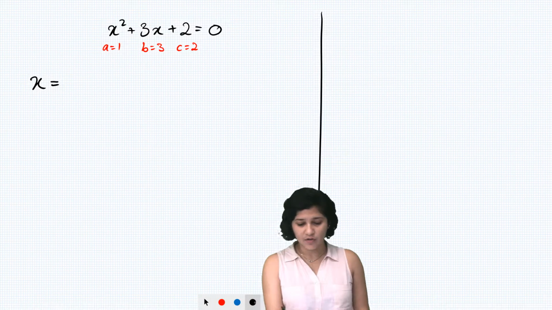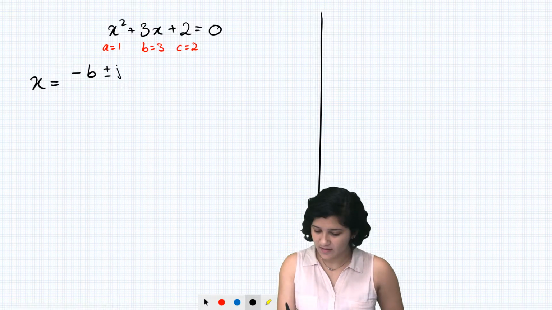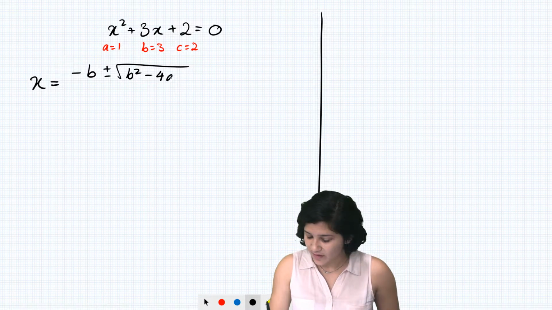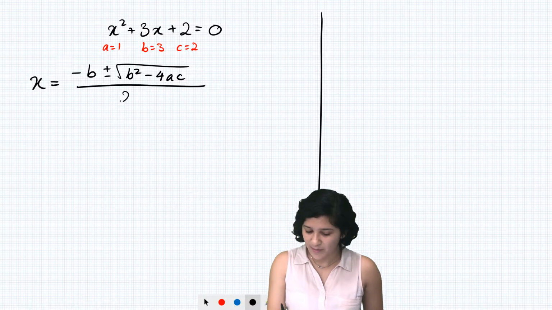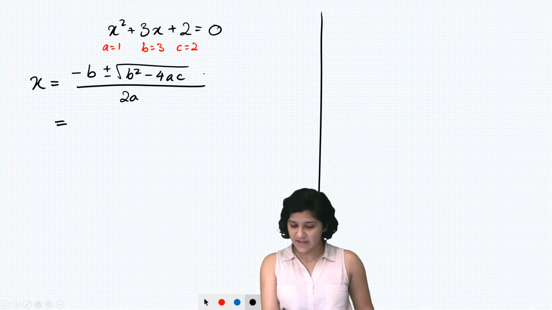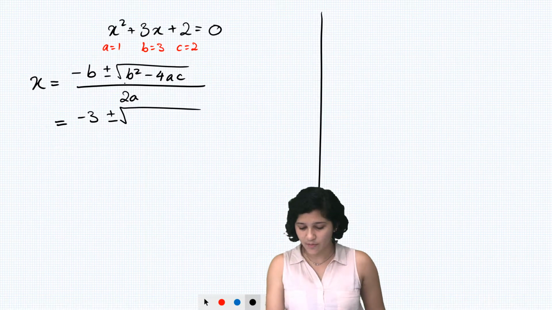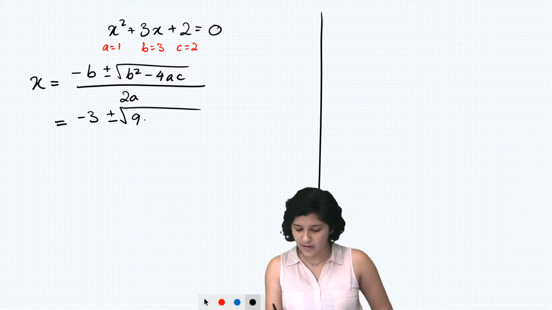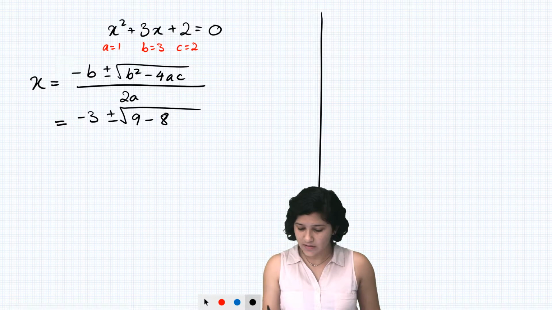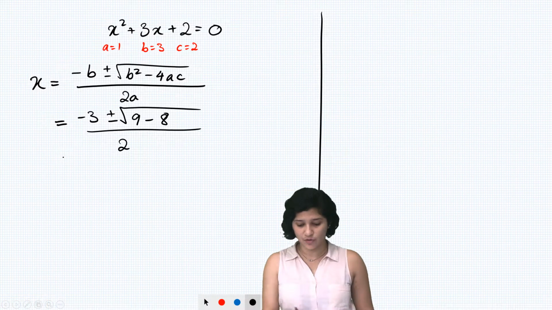Alright, so I'll start by copying down my quadratic formula. And I rarely memorize formulas, but this is one that you use enough that you should memorize it, or you will eventually memorize it. So if I substitute, negative b is negative 3, plus or minus square root of b squared, so 9, minus 4 times a times c, so 8, over 2a, so 2 times 1 is 2.